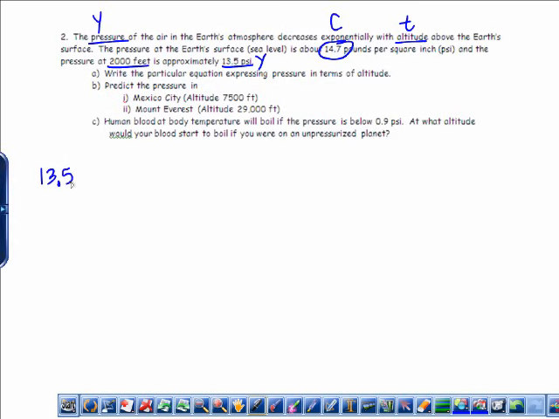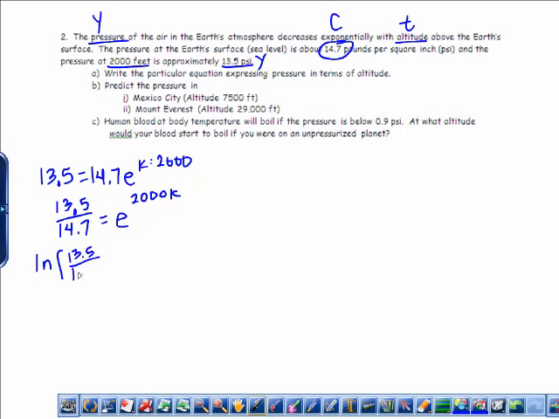So we have 13.5 equals, the initial value was 14.7, e to the power of k times, not t, but altitude, so times 2,000. Okay, so again, we solve this by dividing by 14.7, so we have 13.5 divided by 14.7 equals e to the power of 2,000k. And then we take natural log of both sides. Natural log of 13.5 over 14.7 is equal to 2,000k. And then we would divide by 2,000.